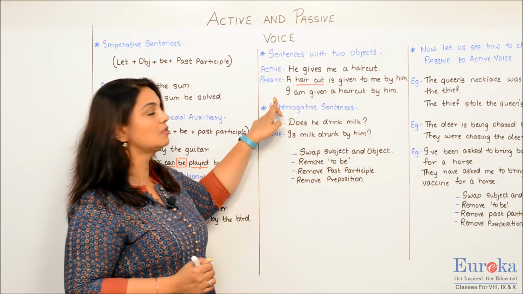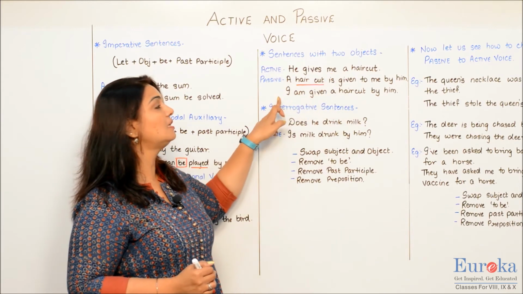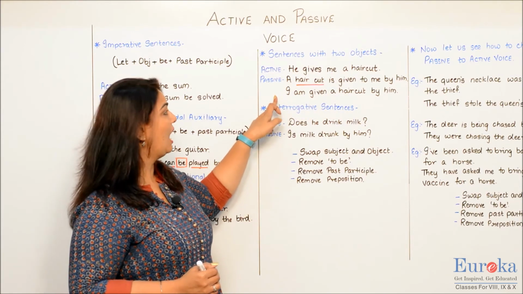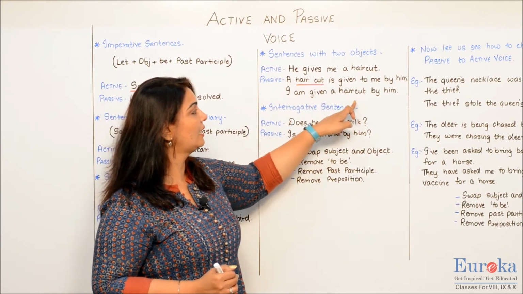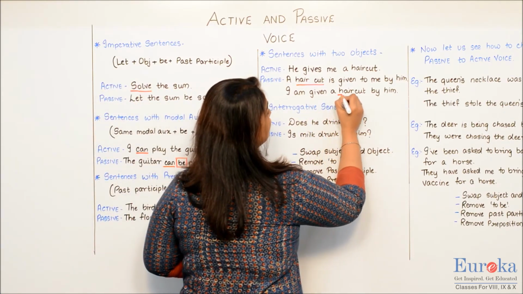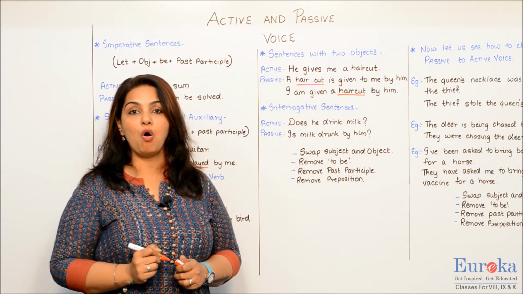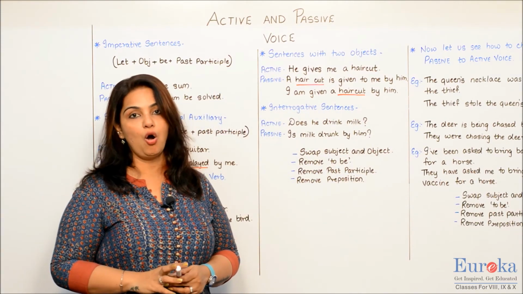The second answer is also right, where we use me as a subject. I am given a haircut by him. Over here again, we swap the subject and the object.